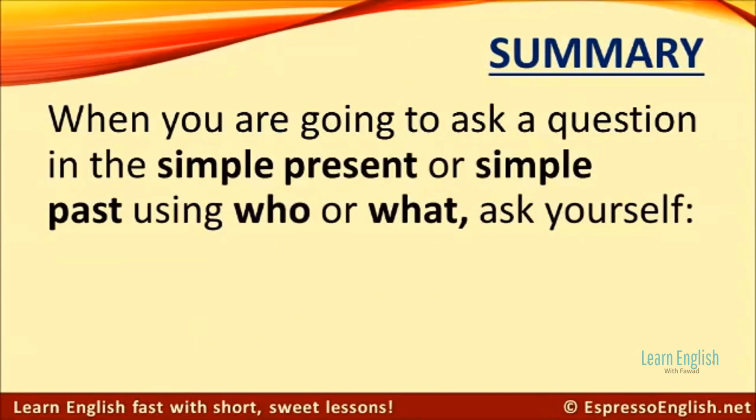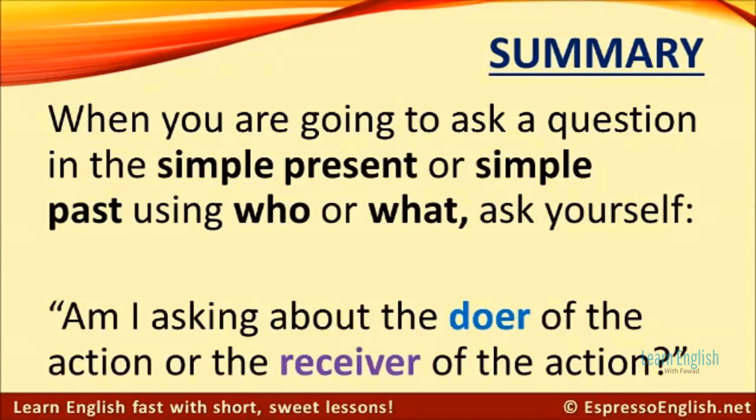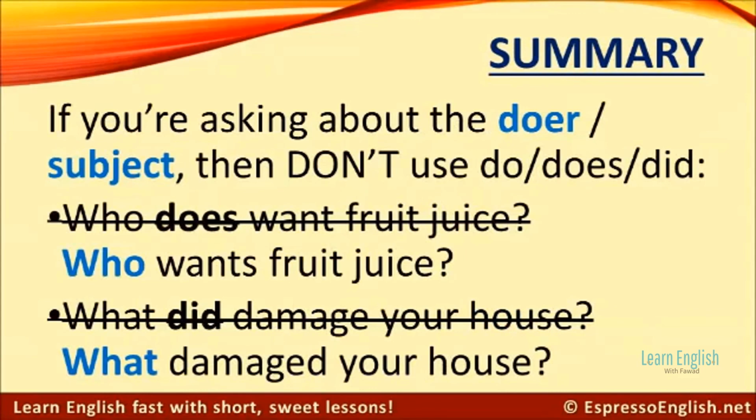When you are going to ask a question in the simple present or simple past using who or what, ask yourself, am I asking about the doer of the action or the receiver of the action? If you're asking about the doer, the subject, then don't use do, does, or did. Ask, who wants fruit juice? Don't ask, who does want fruit juice? Ask, what damaged your house? Don't ask, what did damage your house?